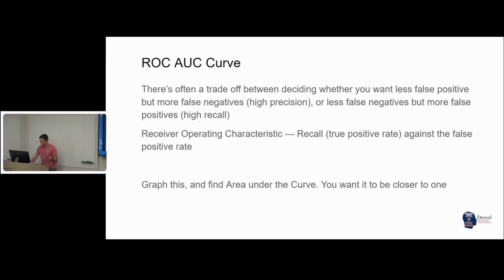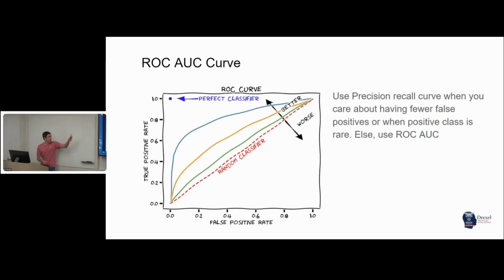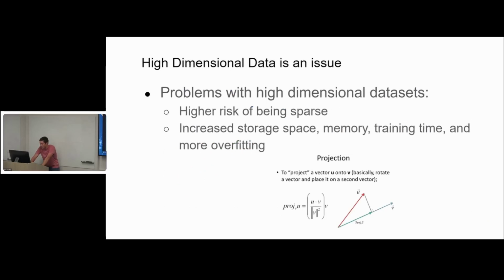So there's a different trade-off between these metrics. This is a very common graph you'll see in a lot of papers and projects. That's kind of the main way you evaluate classification metrics. So, to get into principal component analysis, there is an issue with high dimensional data.